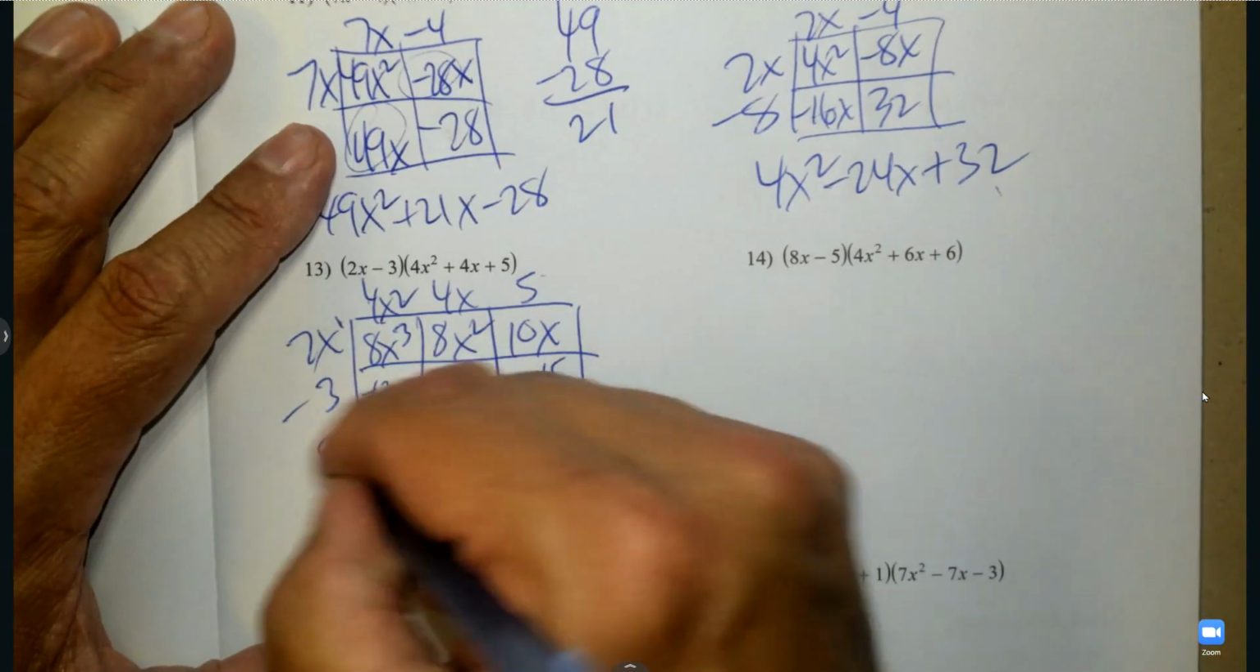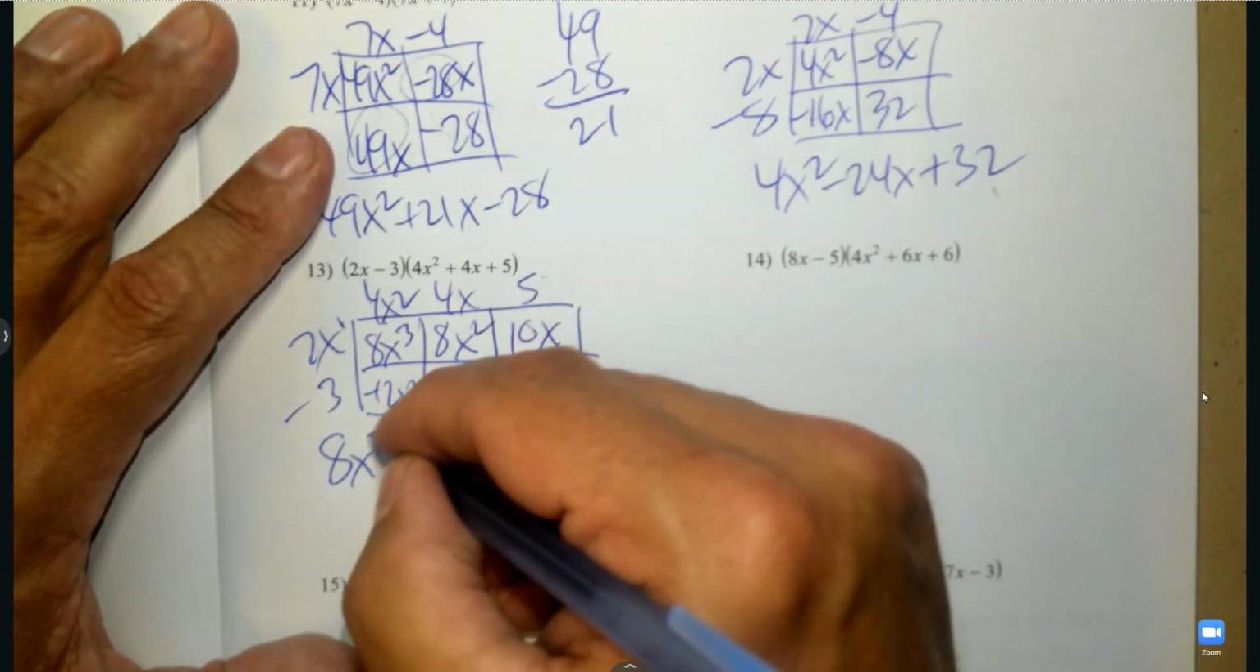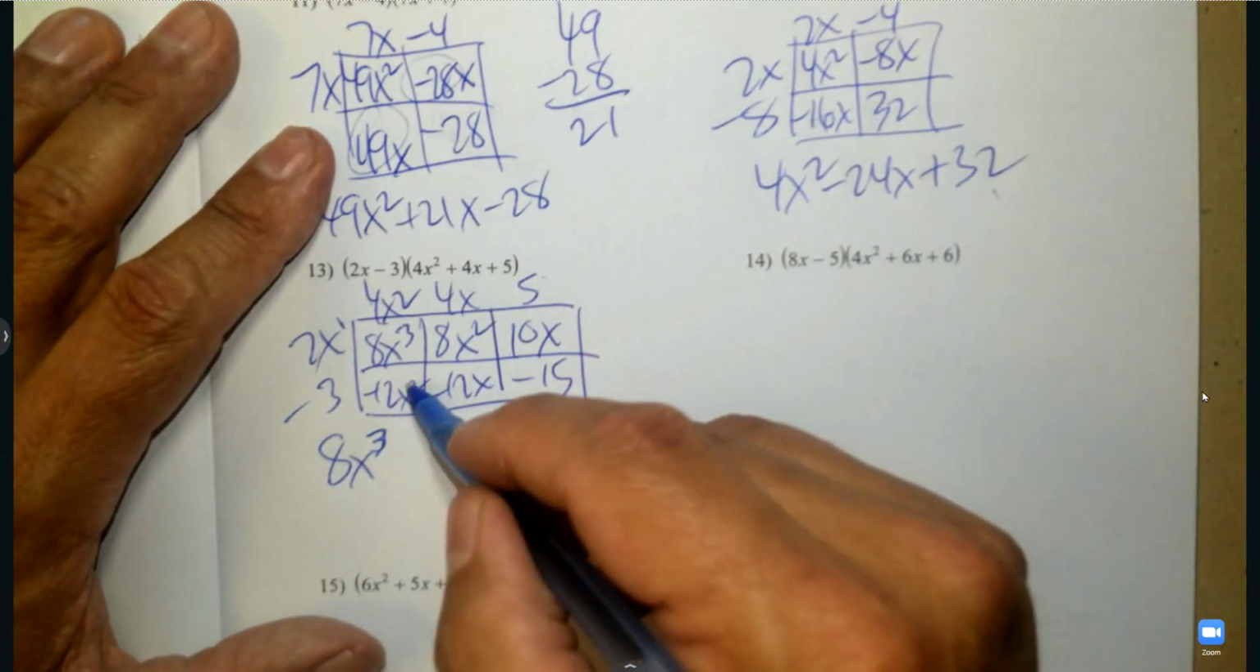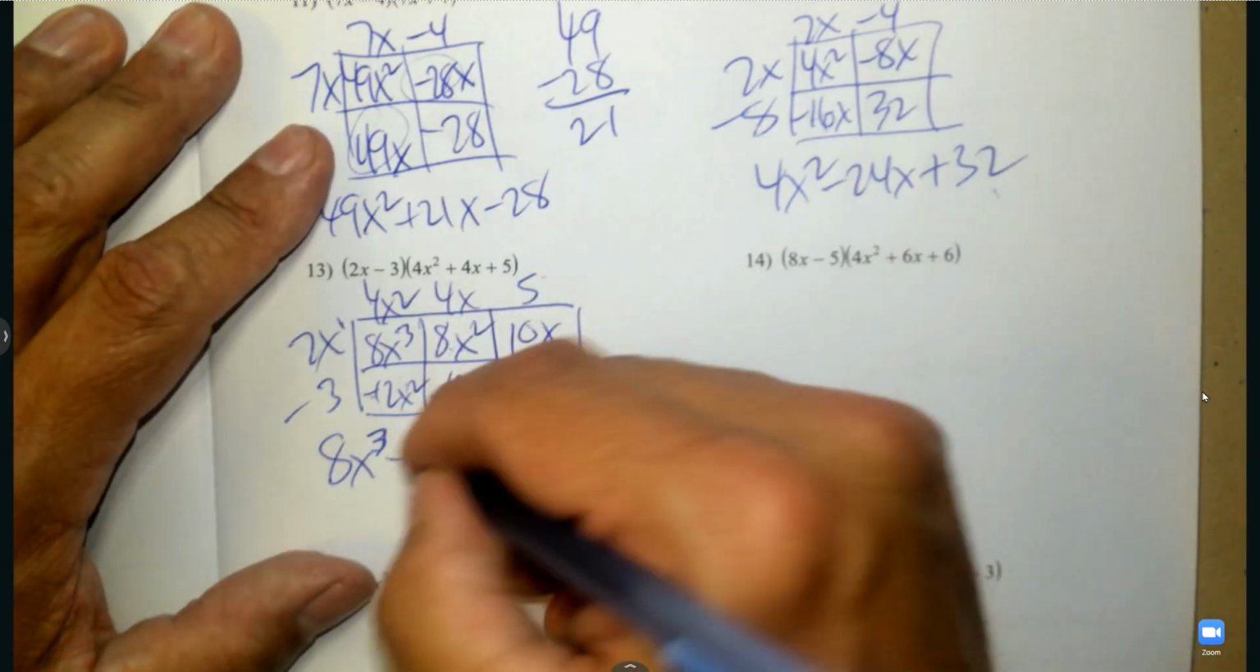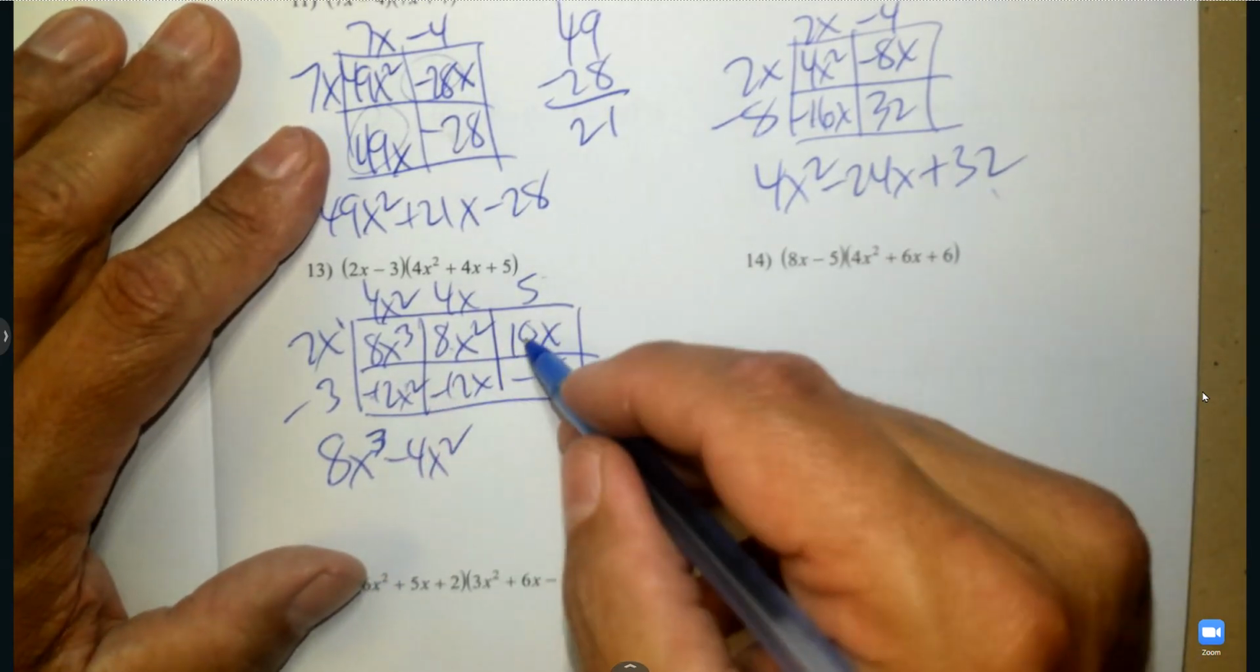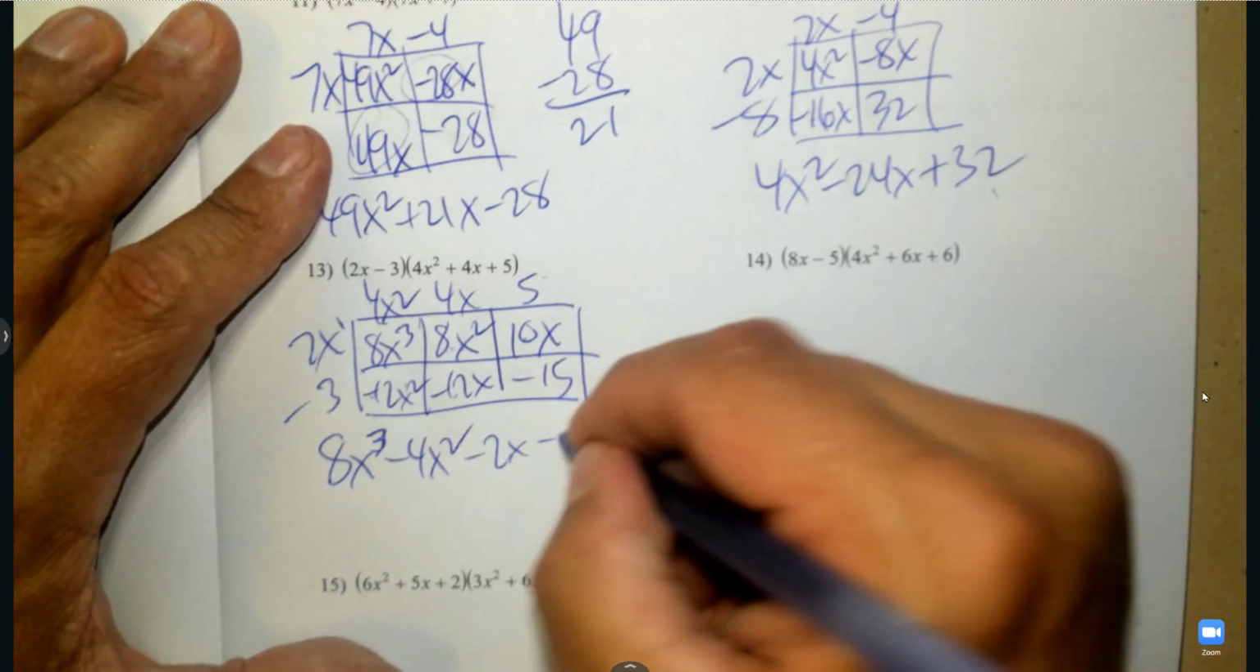Then we're going to combine like terms. So we have 8x cubed, x squared, negative 12 plus 8. More negatives, negative 4, negative 12 and 10 again, 2 more negatives, and then negative 15.